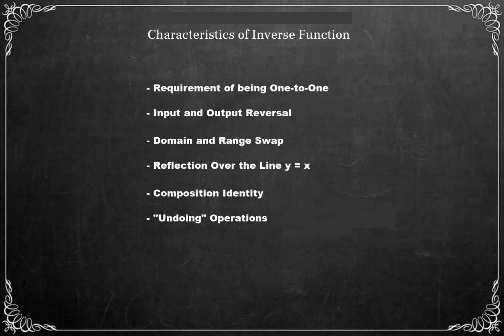The composition identity, which essentially means when you compose a function with its inverse, the result is the original input x. Lastly, undoing operations. To be clear, we've seen examples of undoing operations such as addition and multiplication. Here, we're referring directly to the operations of the inverse function, which performs the operations of the original function, but in reverse order.